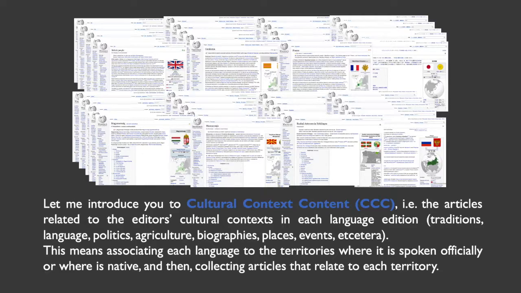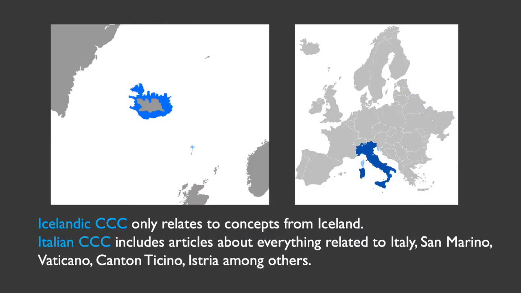We need to associate each language to the territories where it is spoken, officially or when they are native, and then collect the articles that relate to each territory. For instance, in the Icelandic CCC, we get the articles that are concepts about only Iceland. But instead, in the Italian CCC, we get articles that relate to territories such as Italy, San Marino, Vatican, Canton Ticino, Istria, among others.